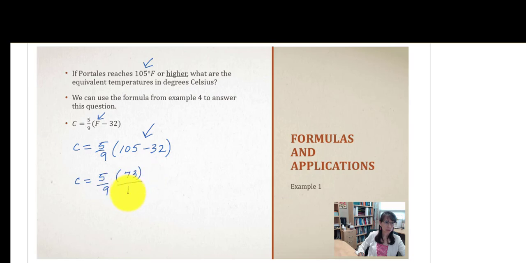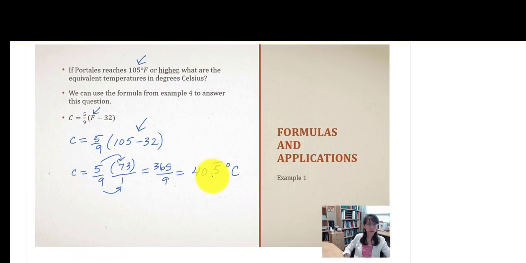So if it helps you, you could write that as 73 over 1. So the Celsius temperature is 5 times 73 divided by 9 times 1. So 5 times 73 is 365 divided by 9. And we're going to have a repeating decimal here. So we know that 105 degrees Fahrenheit is about 40.5 degrees Celsius.